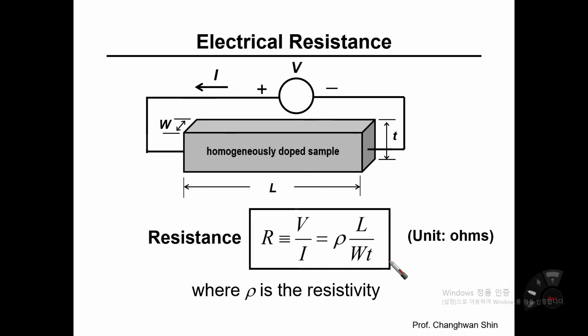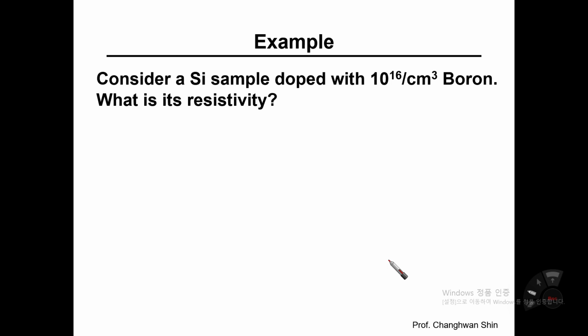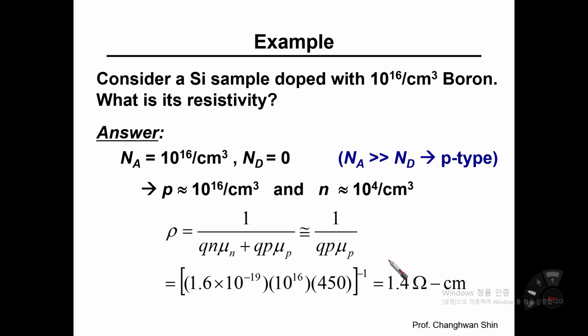And this term we have explained it already. So now let's take a look. Try to solve one example. Consider a silicon sample doped with 10 to the 16 boron. Boron is an acceptor, right? So p-type. So this silicon sample is now p-type.